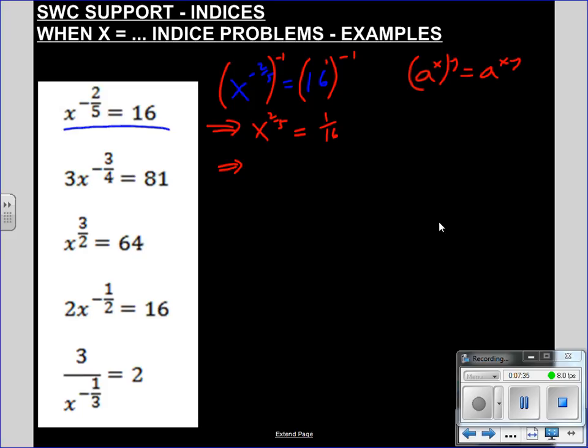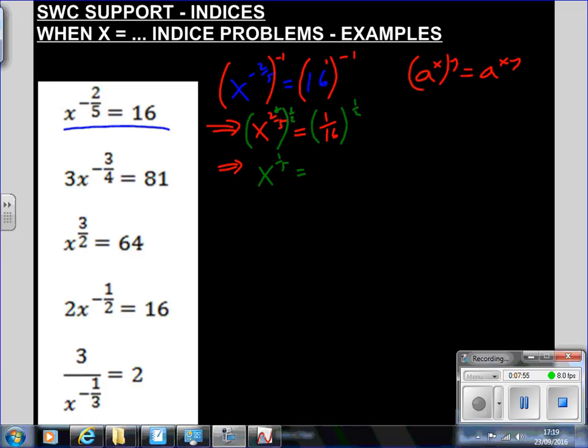And again, I need to get x by itself. So first off, I need to get rid of this 2. So if I raise everything to the power of a half, then I get x to the 2 over 5 times a half, which is a fifth, equals 1 over 16. So square root of 16 is 4. So this is 1 over 4. But remember, this is plus or minus 1 over 4 because I'm square rooting both sides. X could be either one of those values to make this work.